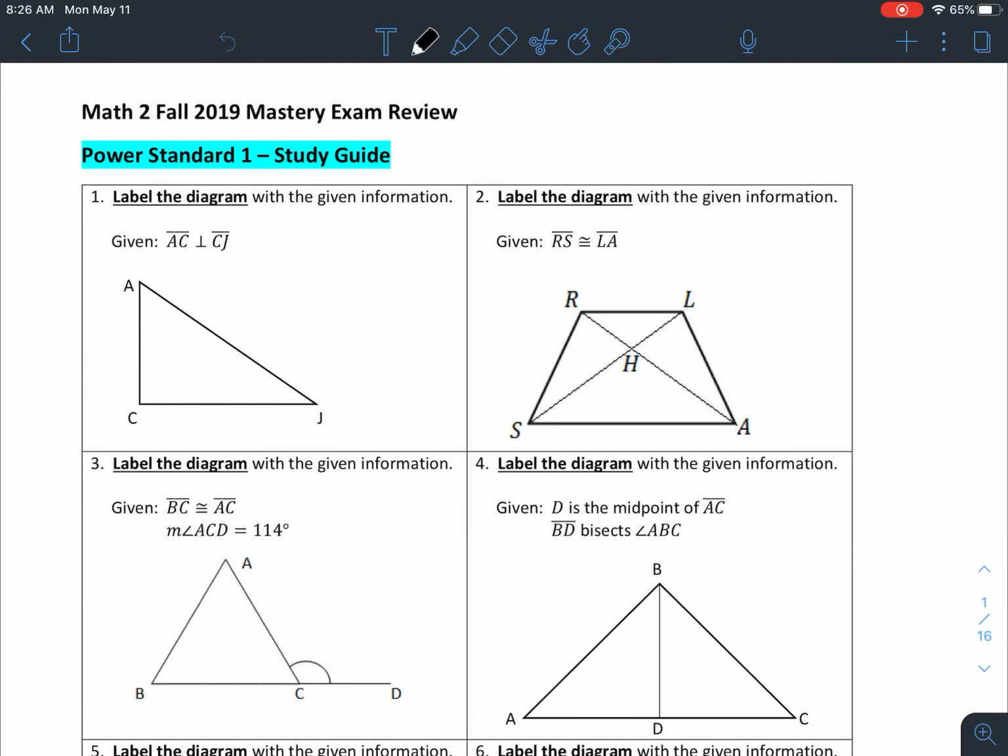Good morning, guys. Today we're going to start on our study guide for the finals. The plan is to go through a standard a day because we have 5 standards in 5 days, with your mastery exam starting on Monday next week.